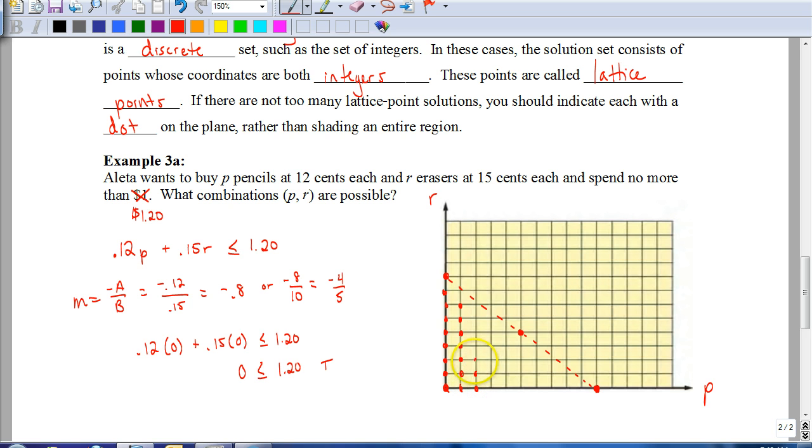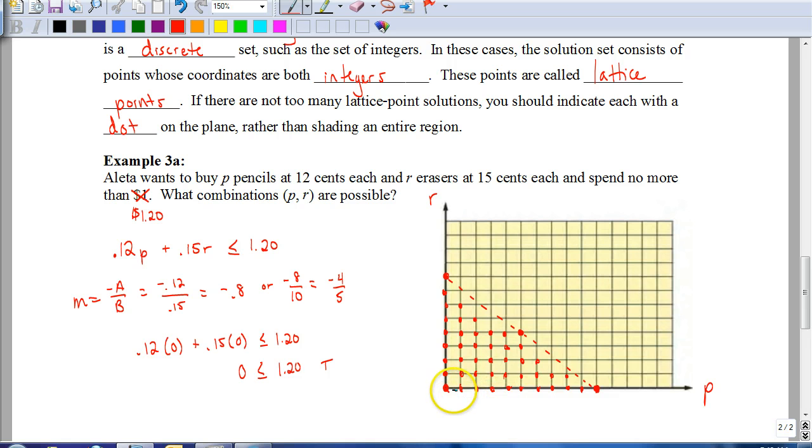Below that line. Now we know that there's no other points on that line because we used our slope. So these are going to be my solutions. So we're not going to shade in this area. So any of those points would work.